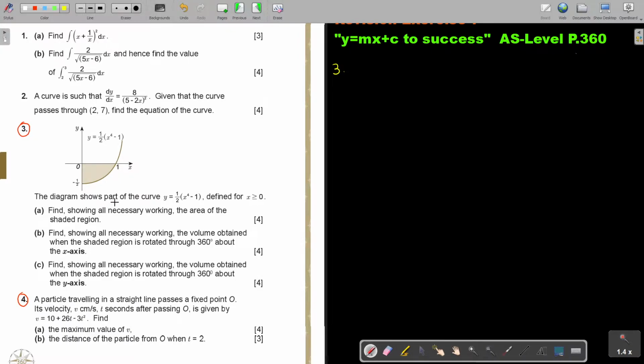The diagram shows part of the curve. There is the curve, defined for x bigger than or equal to 0. It's just on this side. Find, showing all necessary work, the area of the shaded region.